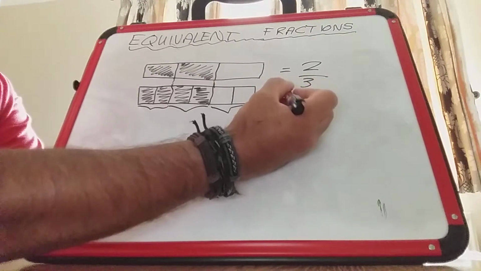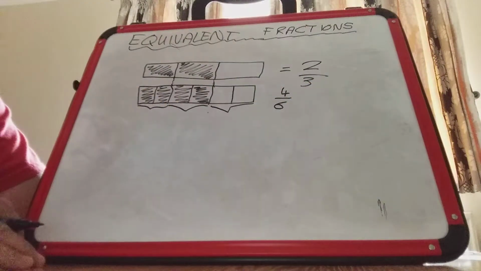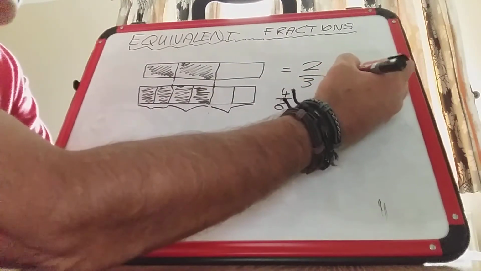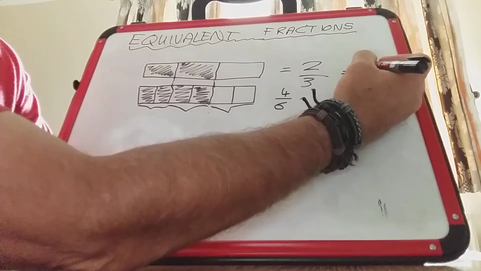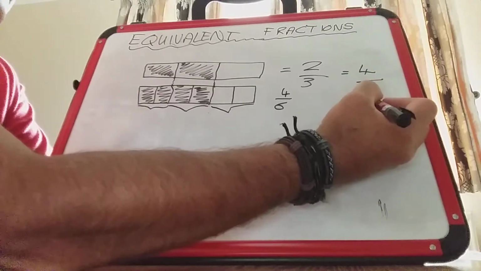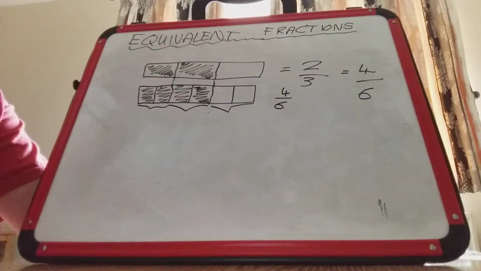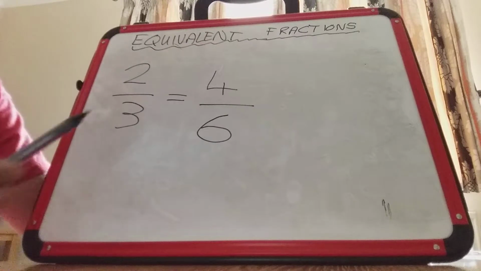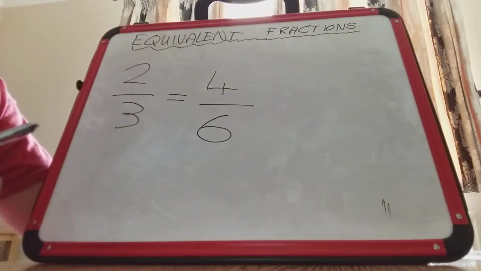So therefore, it's 4 out of 6. So it's 4/6. So what we're saying is that 2/3 is equivalent to 4/6. And that's all there is to it. So what we've just proved is that 2/3 equals 4/6.